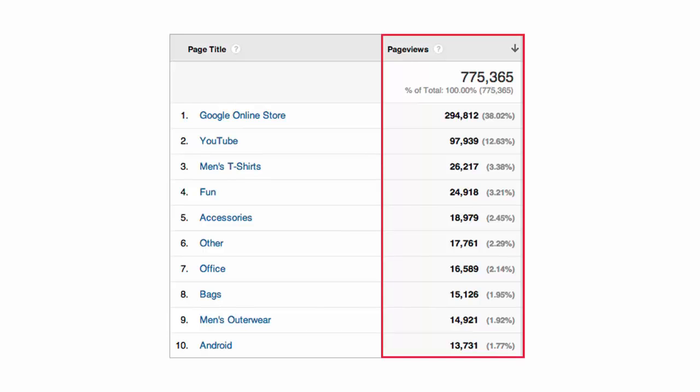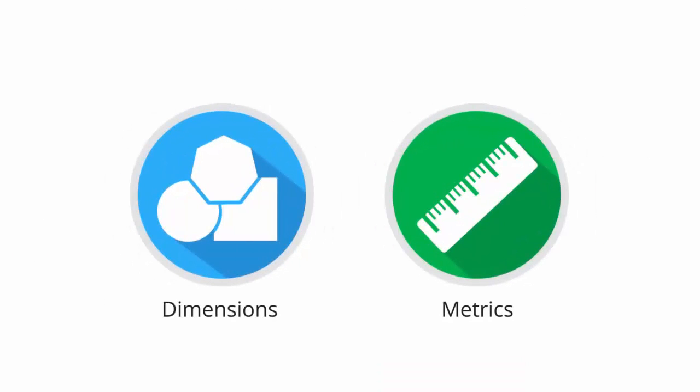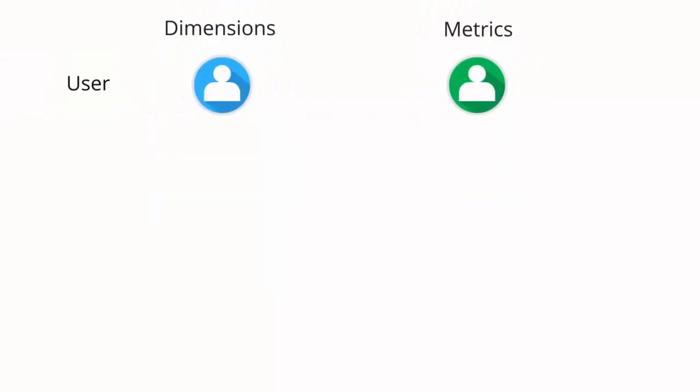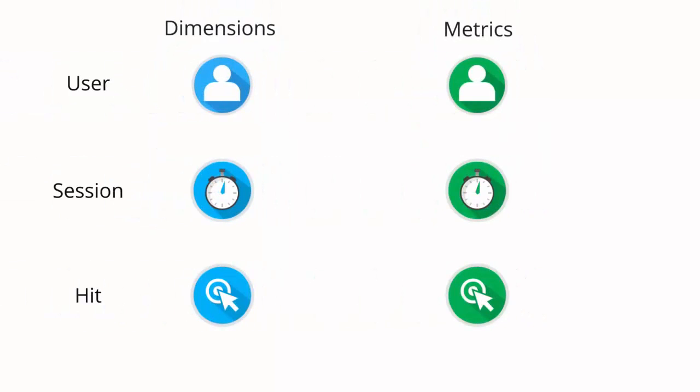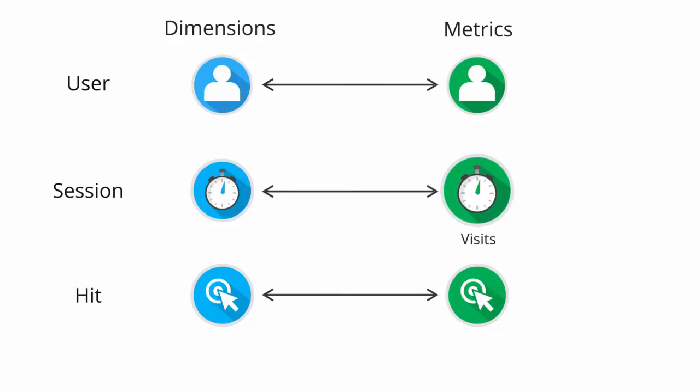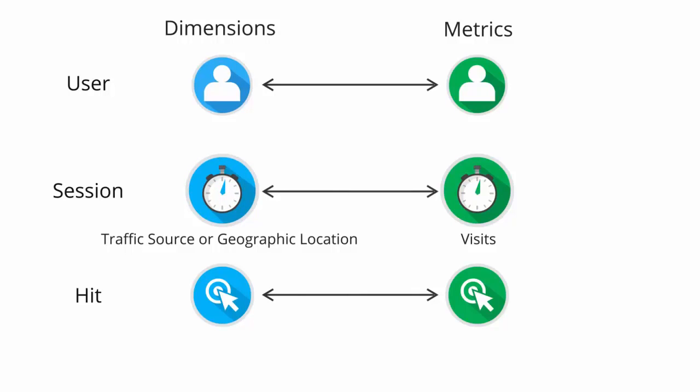However, not every metric can be combined with every dimension. Each dimension and metric has a scope that aligns with a level of the analytics data hierarchy: user, session, or hit level. In most cases, it only makes sense to combine dimensions and metrics in your reports that belong to the same scope. For example, the count of visits is a session-based metric, so it can only be used with session-level dimensions, like traffic source or geographic location.